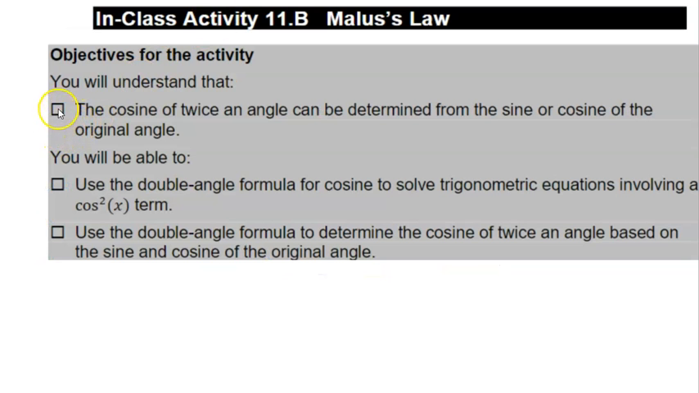Objectives for this activity. You will understand that the cosine of twice an angle can be determined from the sine or cosine of the original angle. You will be able to use the double angle formula for cosine to solve trigonometric equations involving a cosine squared extent. Now you will understand to use the double angle formula to determine the cosine of twice an angle based on the sine and cosine of the original angle.